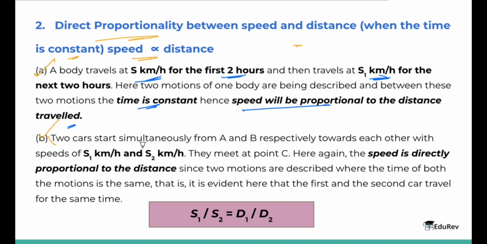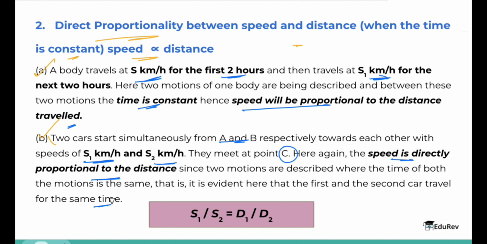And two cars start simultaneously from A and B respectively towards each other with speeds s1 km per hour and s2 km per hour. They meet at a point C. Here again, the speed is directly proportional to the distance. Since two motions are described where the time of both the motions is the same, that is, it's evident here that the first and the second car travel for the same time.